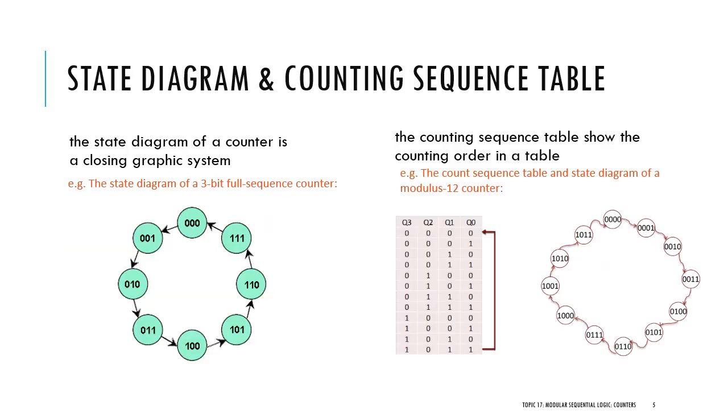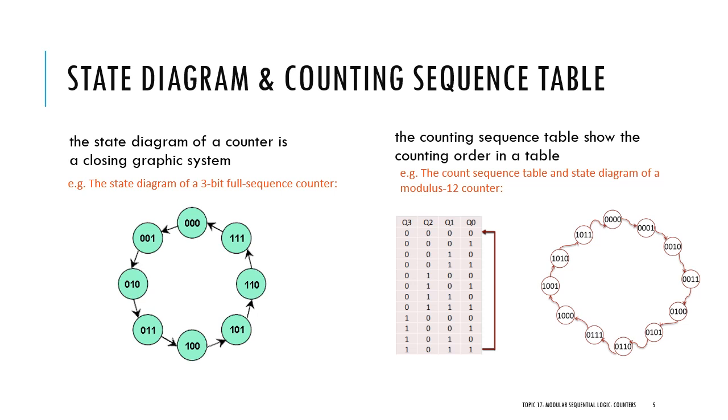To represent the counting sequence, we have 2 ways. Either we use the state diagram or we can use the counting sequence table. So a state diagram, just as shown here, basically shows the total number of states for that counter and the sequence the counter counts.